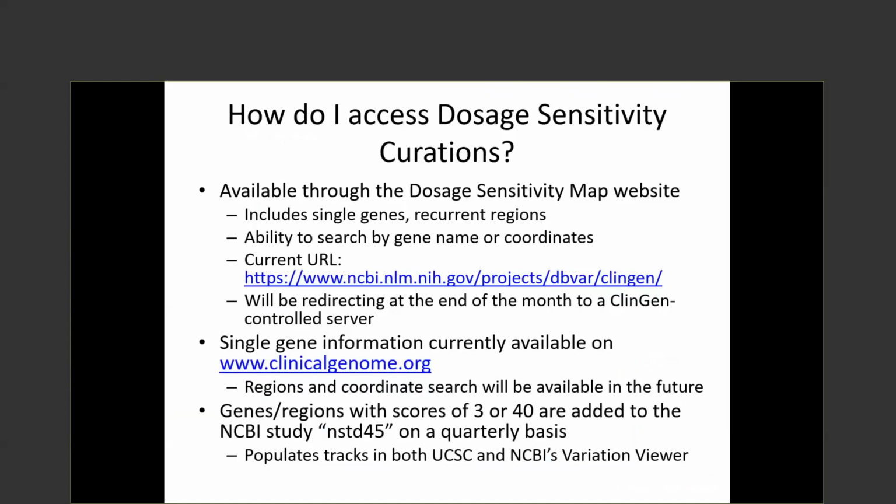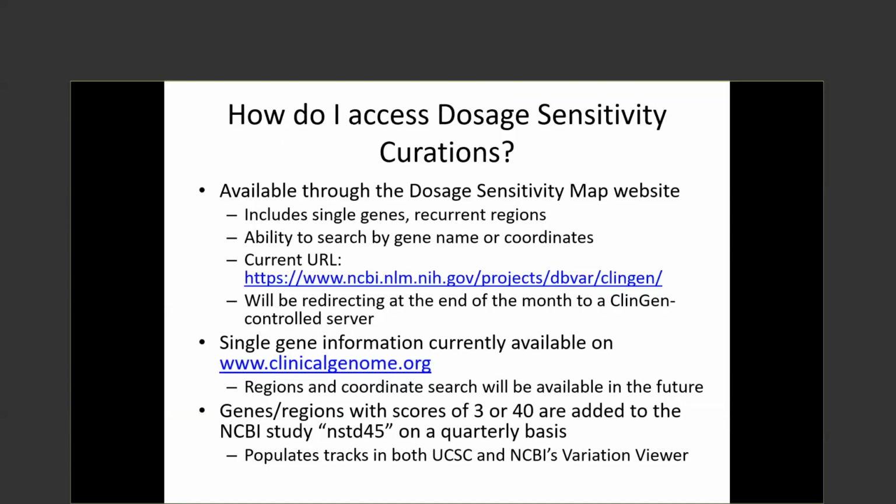So how do I access these dosage sensitivity curations? Well, they can be accessed in a number of ways. They are available through the Dosage Sensitivity Map website at the URL you see on the screen. At this site, the data is available for both the single genes and the recurrent regions, and you're able to search by gene name or by genomic coordinates.